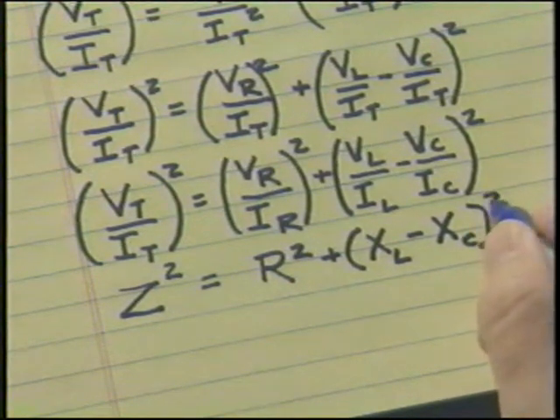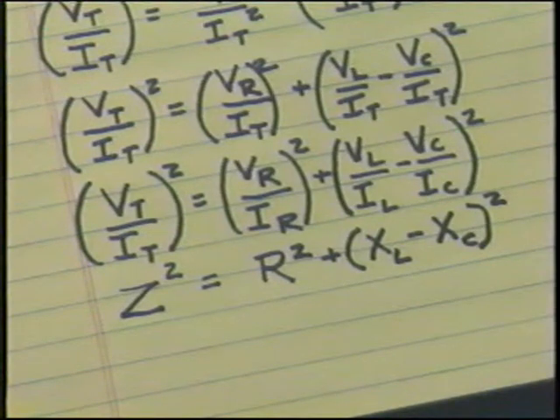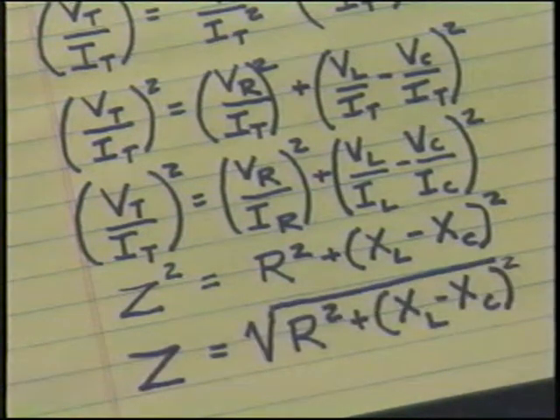Since you're not looking for impedance squared, but the value of impedance, take the square root of both sides of the equation. This will yield the formula for impedance in a series RLC circuit. Z equals the square root of the quantity R squared plus X sub L minus X sub C quantity squared. You can see how this is still based on the Pythagorean theorem.